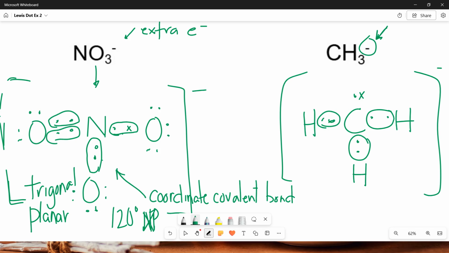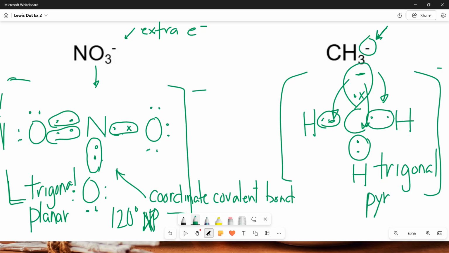The bonds, this cloud of electrons here, okay, is going to push down on these bonds and form like a pyramid. So this is trigonal pyramidal. It's always, always, always going to be polar. And the reason it's always going to be polar, whether I have an extra electron or not, is because of this unshared pair of electrons. The angle between these is going to be 107 degrees.